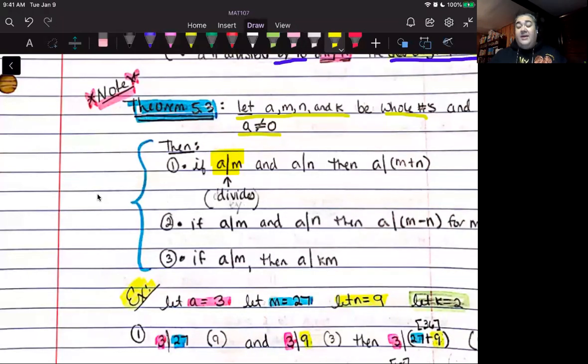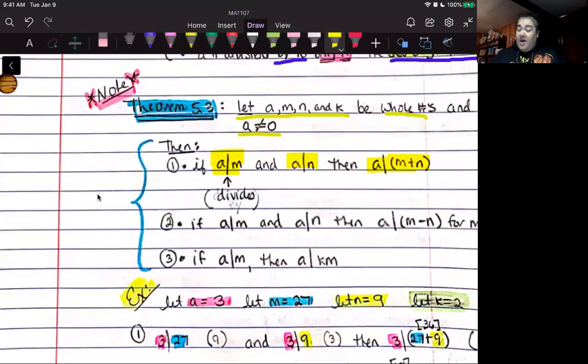So therefore, if a, not being 0 but being any other whole number, divides m, and a also divides n, then we can say that a will divide the sum m plus n. So, for example, if a is some number and it divides a whole number m, and that same number a divides a whole number n, then this theorem says that same number a will also divide the sum of the numbers m plus n.